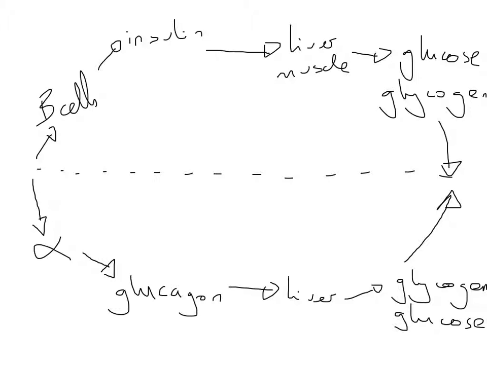This control of blood glucose levels is an example of negative feedback. Negative feedback is a control mechanism that reacts to a change in a condition, for example blood glucose, by trying to bring the condition back down to a normal level. In other words, reversing the change.